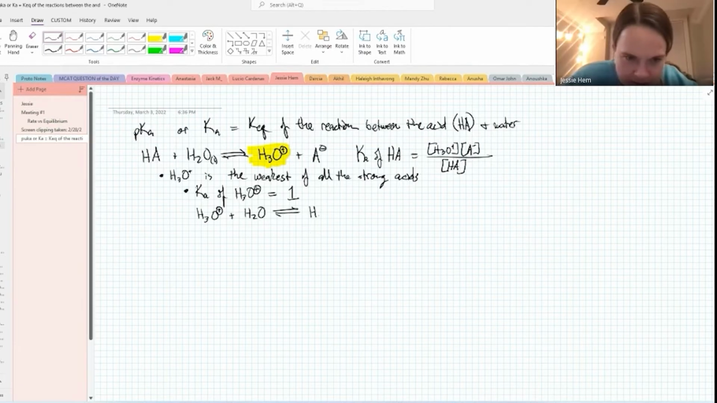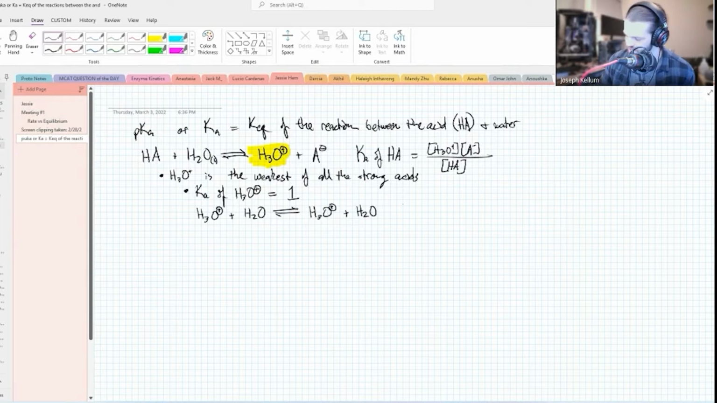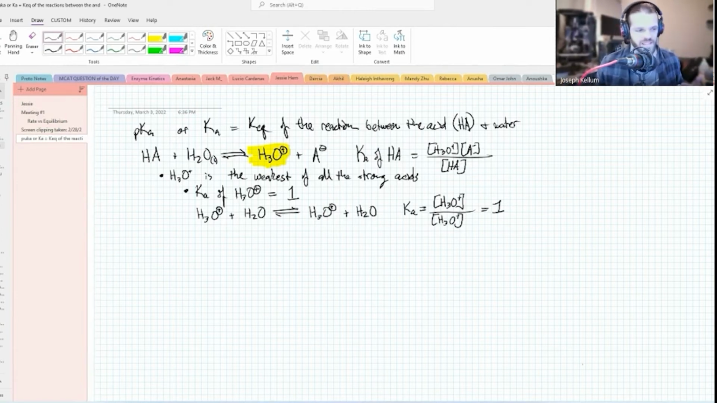H3O plus again, and then H2O, so it's the same thing on both sides, right? And so Ka, being the concentration of products divided by the concentration of reactants, has to be 1. It's necessarily 1 because it's the same thing on the top and the bottom, right? So that's how you define H3O plus as having a Ka of 1.